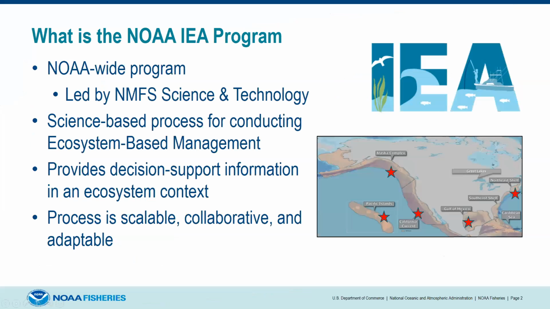Okay. So I'm going to start with some background on the IEA. Much of the work that's done across the country is coordinated by the NOAA IEA program. This is a NOAA-wide program, so it's across the various line offices, including the National Marine Fisheries Service, which I work for, but also the Weather Service, the Ocean Service, and the Office of Ocean and Atmospheric Research. So all the different parts of NOAA are involved here, although it's led by the National Marine Fisheries Office of Science and Technology. We have 5 active regions right now working on IEAs, as you can see in this image here.